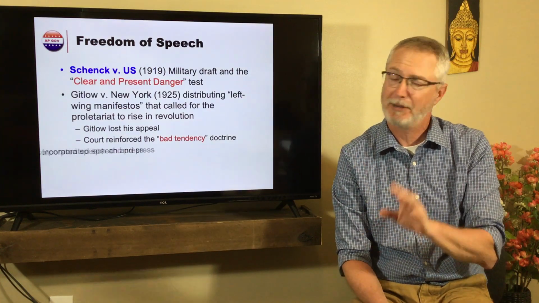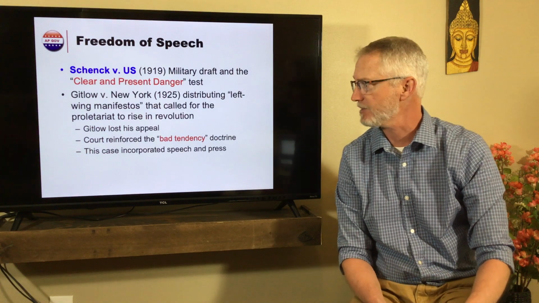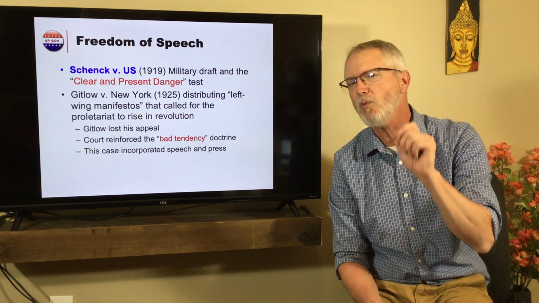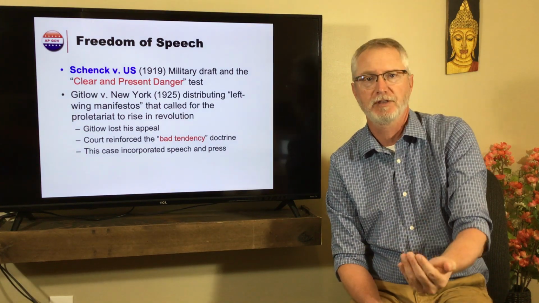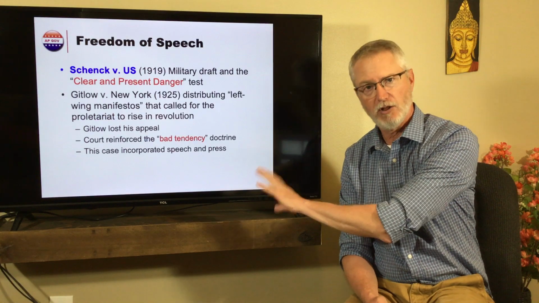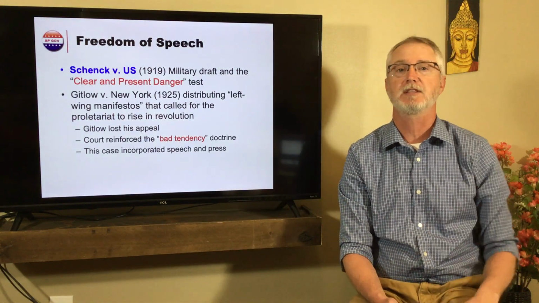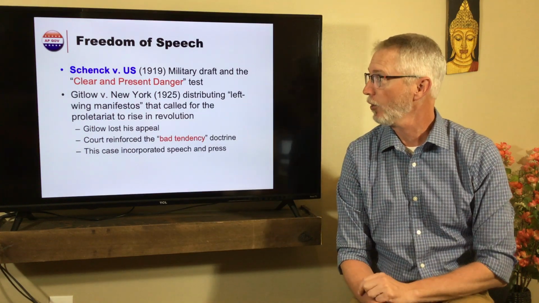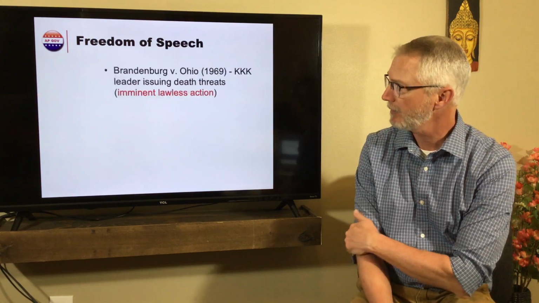But it did incorporate speech and press into the state of New York and thus all of the states. What they said was, yes, you have freedom of speech, but during wartime, it can be curtailed a little bit for the good of the nation. So even though he lost his case, speech and press were incorporated in the states via the 14th Amendment's due process clause. So those are two early cases. Obviously, Schenck's going to be the one that I'm going to have you guys write up.